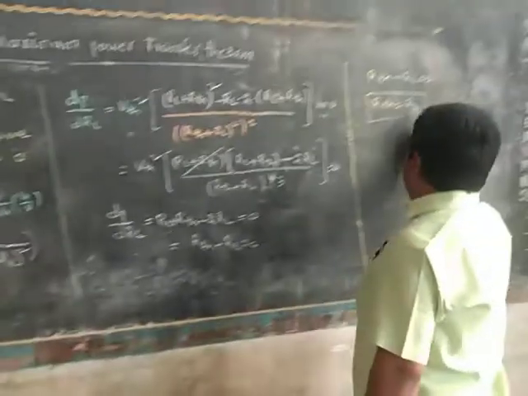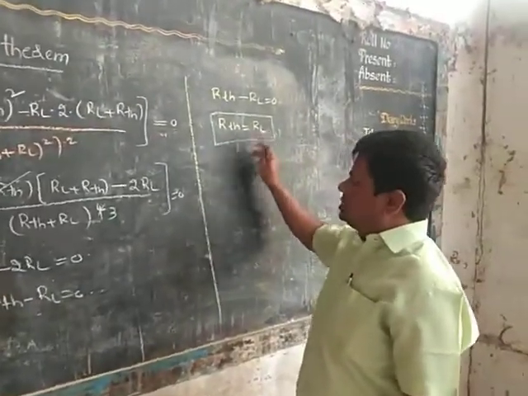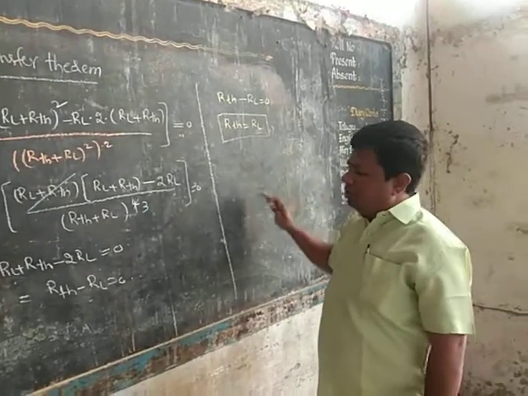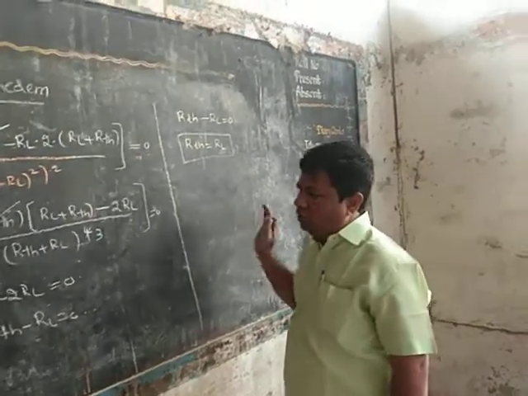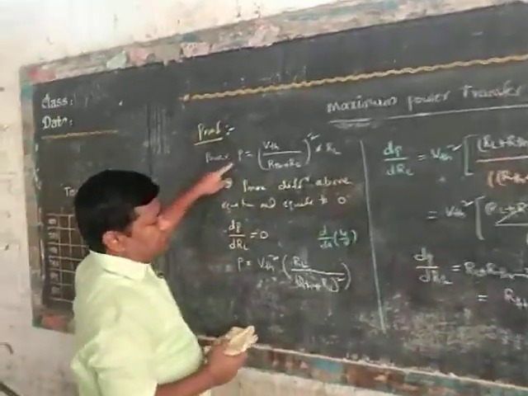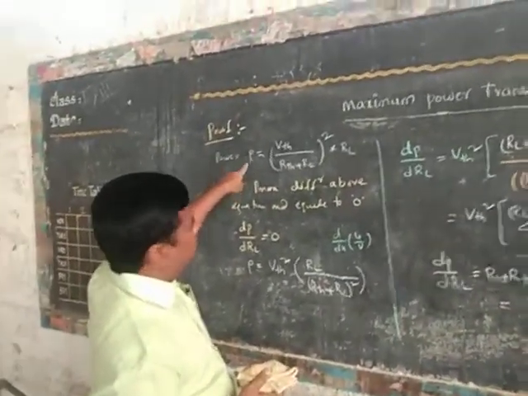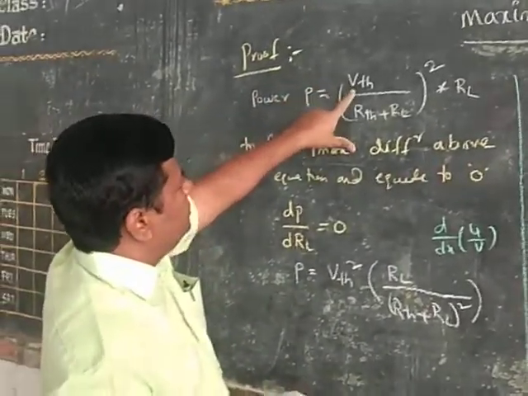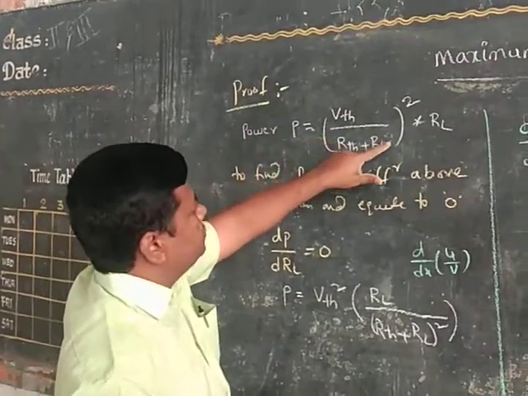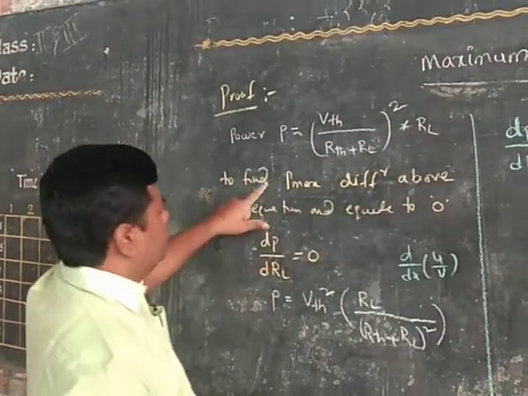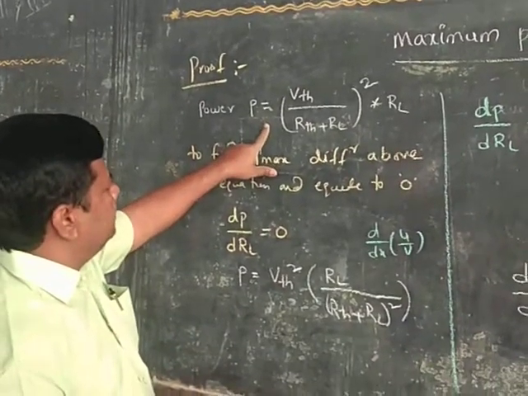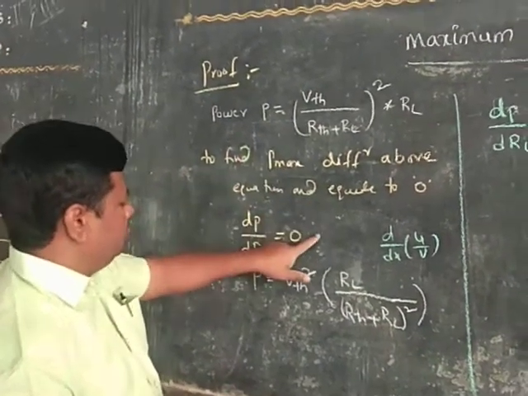That means whenever the load resistance is equal to the Thevenin resistance, then only the maximum amount of power is delivered to the load. Once again, we know that by using the Thevenin equivalent circuit, we calculate the current. Current is equal to V Thevenin by R Thevenin plus RL. Power is equal to I square into RL. To find the maximum power delivered to the load, differentiate this expression and equate to 0.